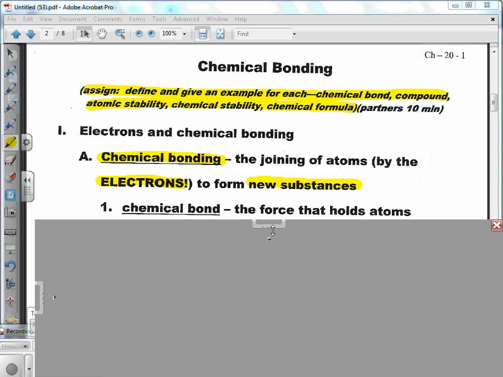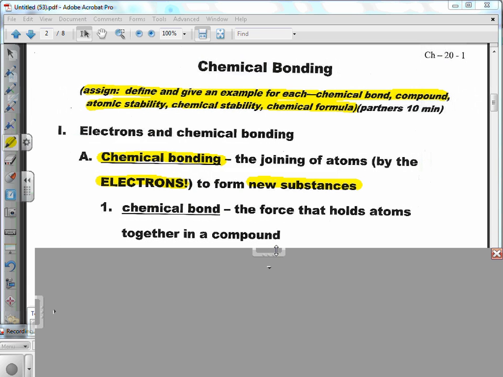Okay, so a chemical bond then is the noun of the verb that we just talked about. A chemical bond is the force that holds atoms together in a compound. Remember, a force is what? A push or a pull, right? Well, if these are holding them together, then this is going to be a pull kind of force. Do you agree?